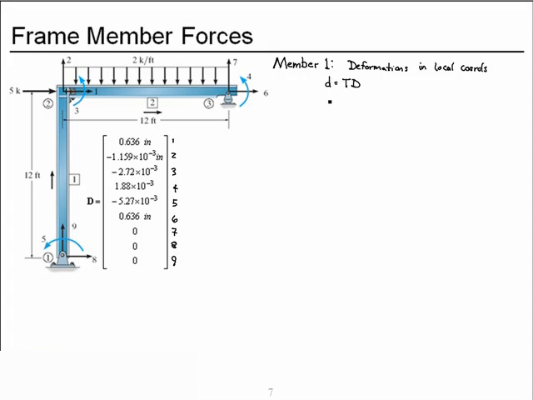To create the transformation matrix, we need two pieces of information. We need lambda x, which is calculated by taking the change in x coordinate as we go from near node to far node of member 1, and so that's going to be a 0 divided by the length of the member, and so lambda x is 0. Lambda y will be obtained by taking the change in y coordinate from near node to far node, 12 feet, divided by the length, so lambda y is a positive 1.